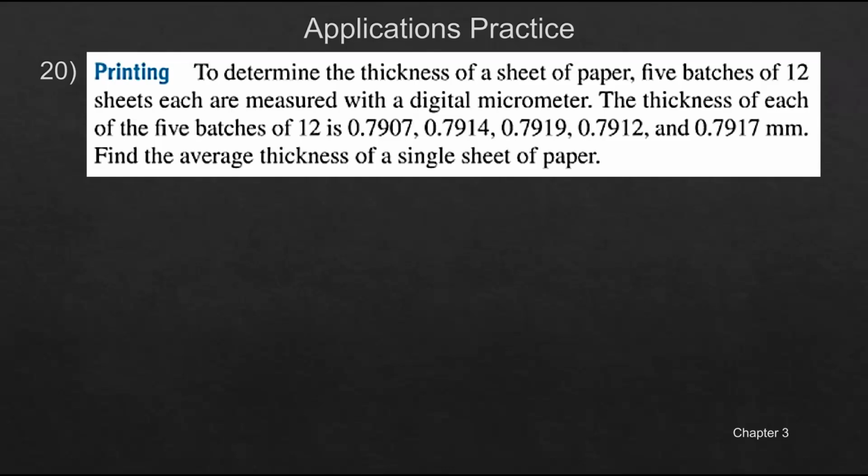Now this one's a little more complicated than it sounds originally. We have 5 batches of 12 sheets. So how many sheets do we have here, right? Every batch is 12, and that means that we have actually 60 sheets of paper in this. Okay, so we're going to first of all just total up all these numbers, right?